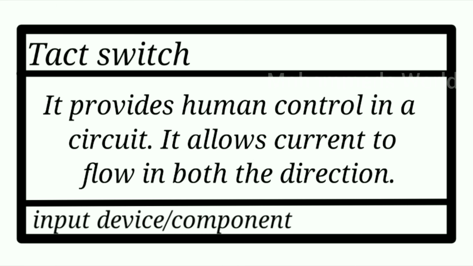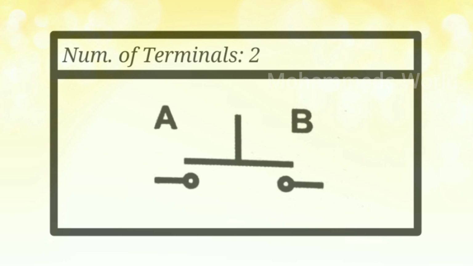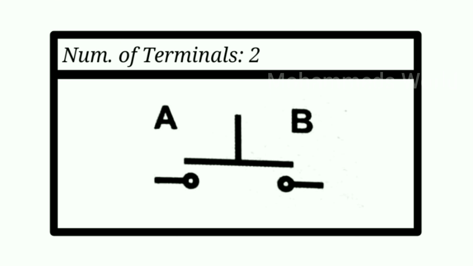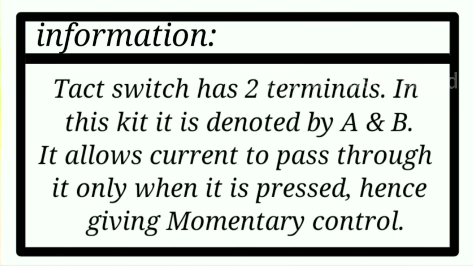Tact switch. It provides human control in a circuit. It allows current to flow in both directions. Input device and component. Tact switch has two terminals. Information. Tact switch has two terminals in this kit, denoted by A and B. It allows current to pass through it only when it is pressed, hence giving momentary control.